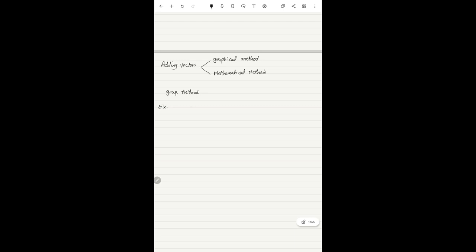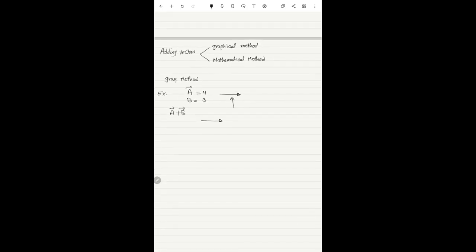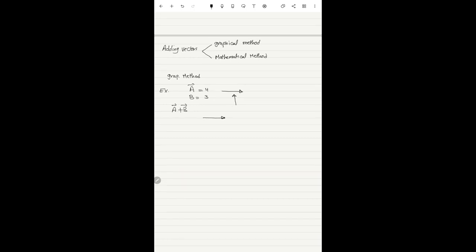Example, let's just try this one here. Vector A here equal to 4 units and directed this way here. Vector B equal to 3 units and directed this way here. Now, to use the graphical method, follow these tips. Let's find A plus B. To find A plus B, start with the vector A and draw same length, same direction for the vector A. Now, for drawing B, from the head of vector A, draw the tail of vector B. So this one A and this one B, head to tail, like this one here. The resultant vector is C.